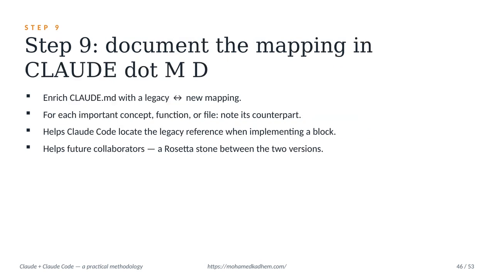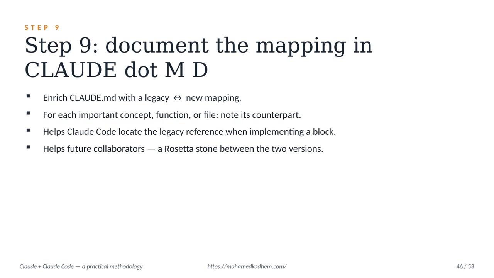As the port progresses, enrich the CLAUDE.md with a mapping. For each important concept, function or file in the legacy, note its counterpart in the new code. This mapping is invaluable for two reasons. First, when Claude Code works on a later block, it can look up the legacy reference for the concept it is implementing. Second, when you come back after a break, or when a new collaborator joins, the mapping is a Rosetta Stone between the two versions. Keep it updated.